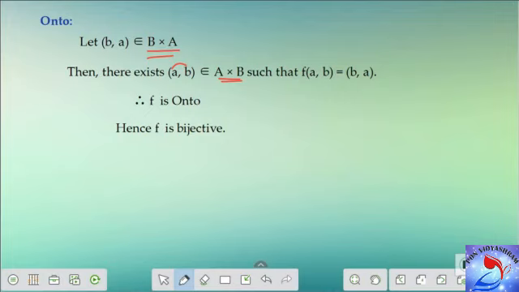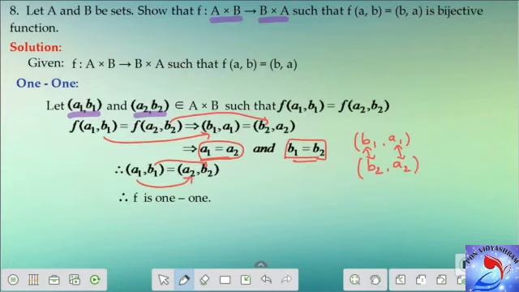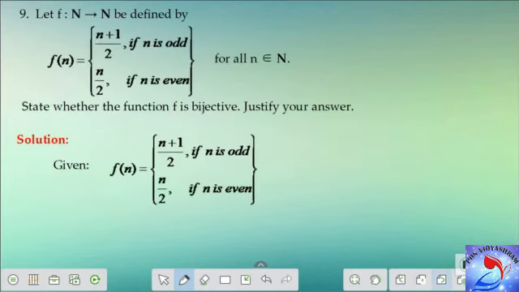There doesn't need much explanation in it. And hence we can conclude that f is onto. Since f is 1-to-1 and onto, f is bijective. I hope you will be able to understand what we are trying to prove here. Let's move on to the next problem.